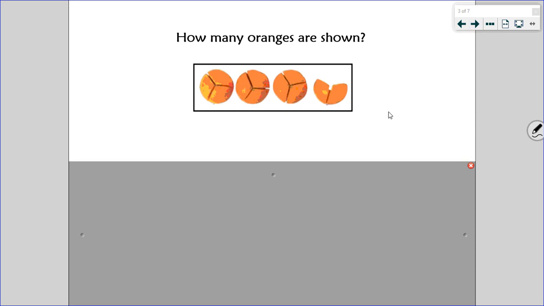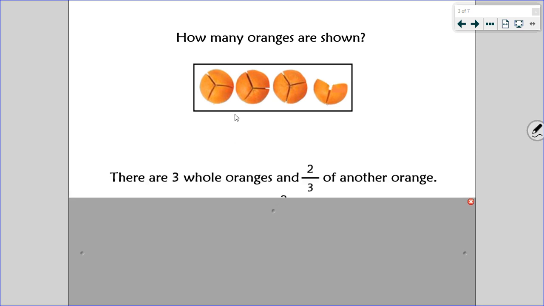How many oranges are shown? Well, let's see. I have 1, 2, 3 whole oranges, and then I have a fraction here where it looks like the whole oranges are cut into 3 parts, 1, 2, 3. So if I go over here to the one that's missing part, I have 1 part, 2 parts, but the third part is missing. So there are 3 whole oranges, 1, 2, 3, and 2 out of the 3 parts of another orange.